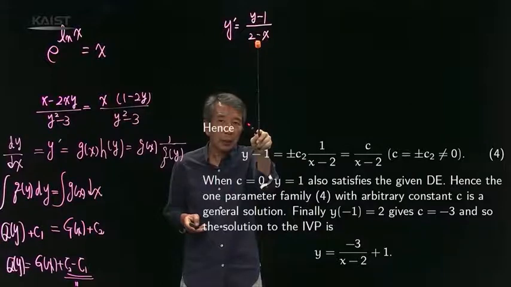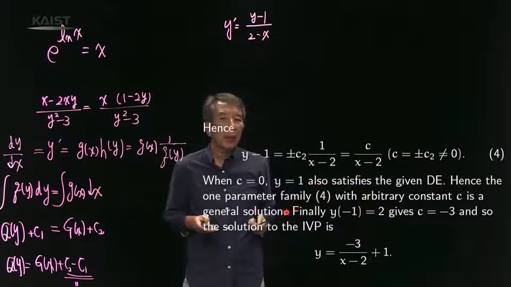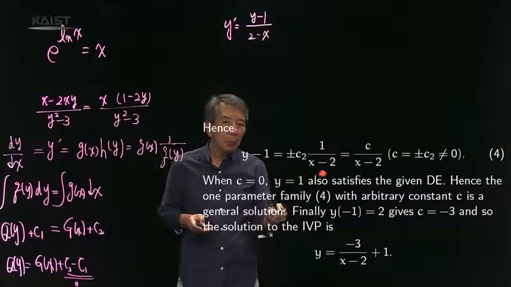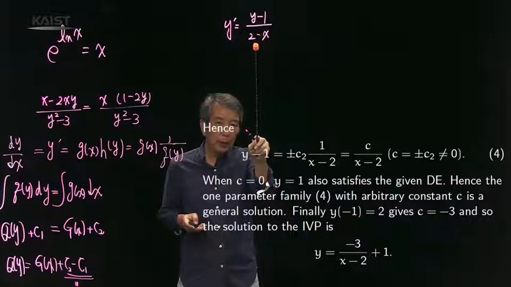So that means what? In expression 4, c can be really an arbitrary real number, including even 0. So that one parameter family given by this expression 4, including 0 for c, with really arbitrary constant c, is the general solution of the given first order differential equation.